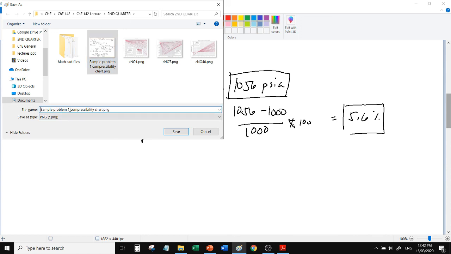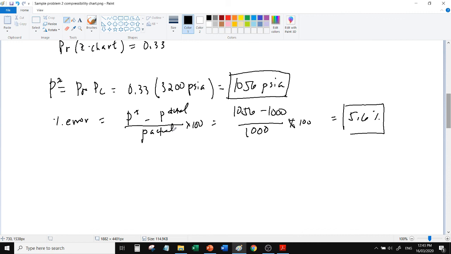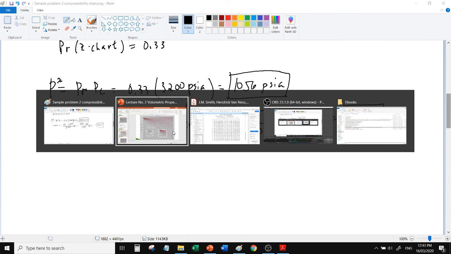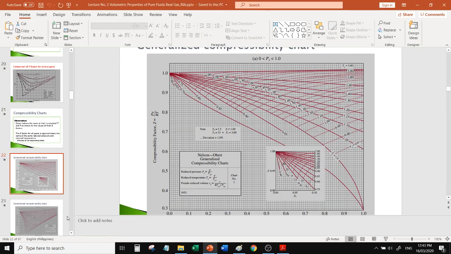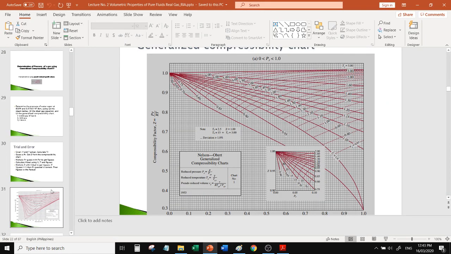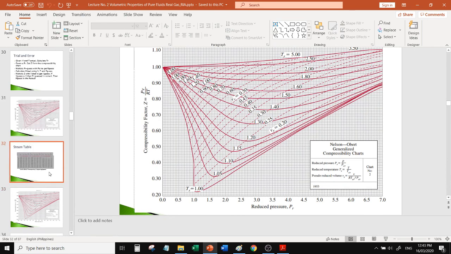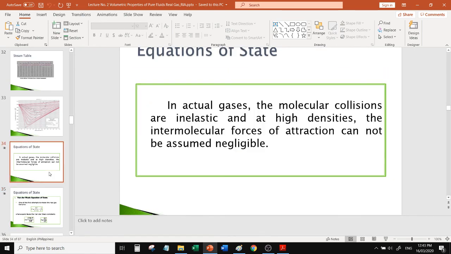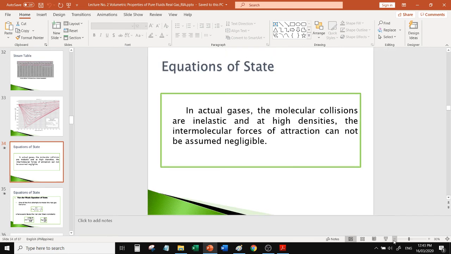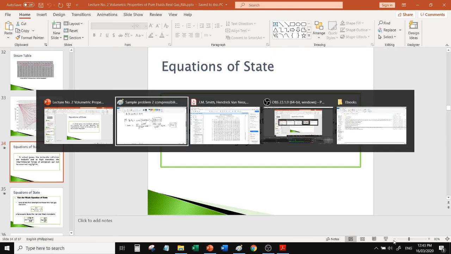Okay, so that's it for our lesson for now. It's a bit long already. What's next? Let's move on to the next topic, which is the equations of state that you already know from Phychem, right? Okay, so bye for now.